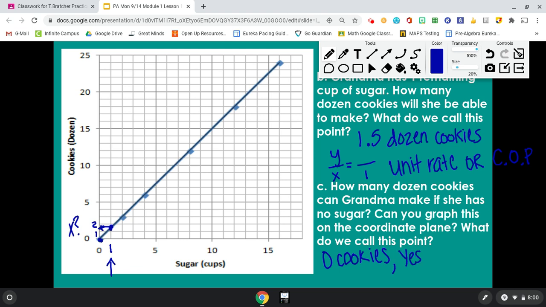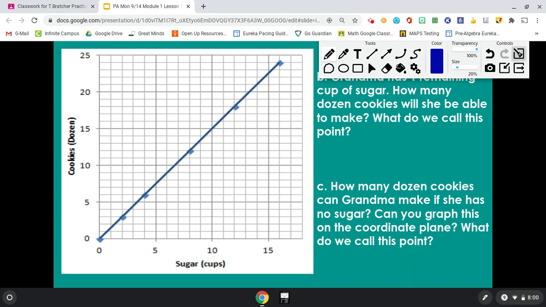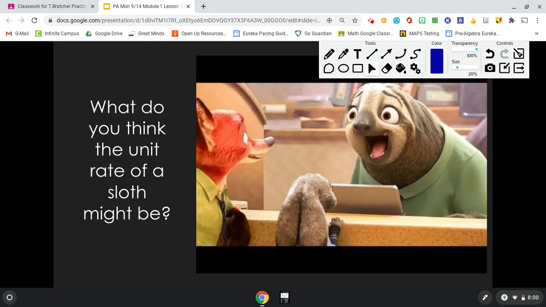Can you graph this on the coordinate plane? Yes, you can. And hopefully you remember it. It starts with an O. That's what we know as origin. It's the point 0, 0. And we always want a proportional graph to go through the origin. So keep that in mind. So again, more about interpreting graphs today than tables.